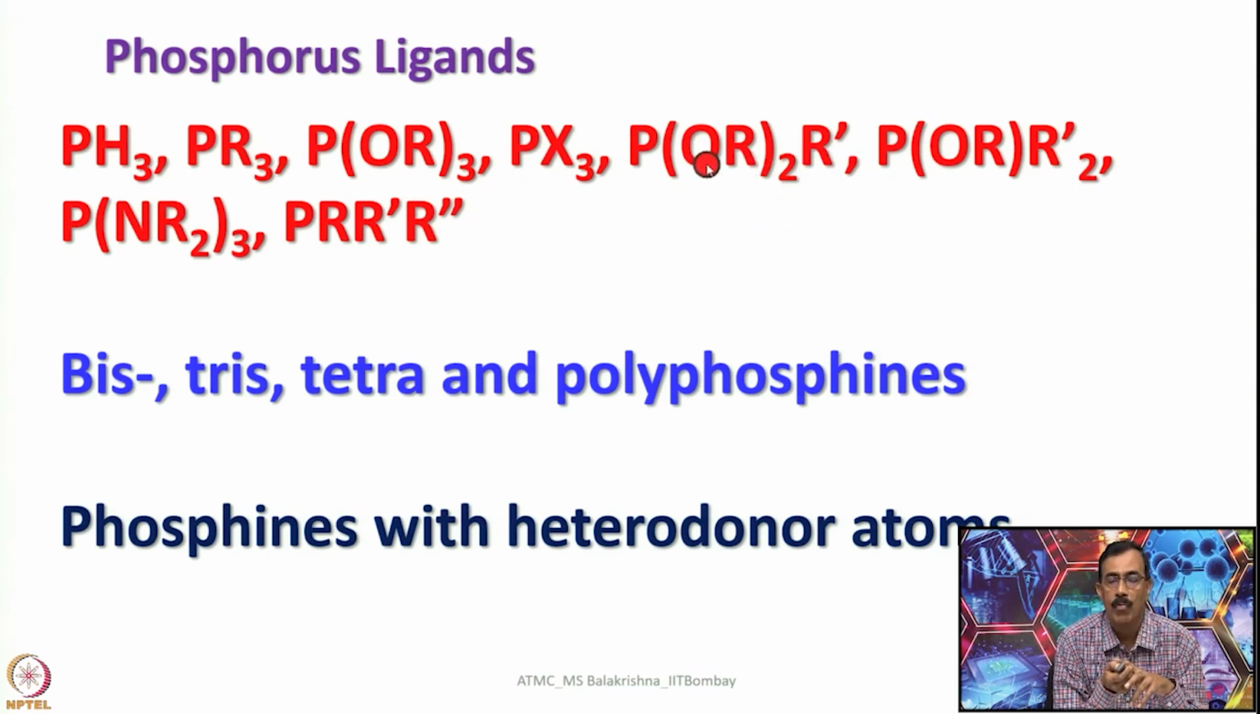This is called phosphonite, and if you have one OR group, it is called phosphinite, and also we can have NR2 groups. Or we can have all different groups on phosphorus; they are called tertiary phosphines. And apart from these monodentate ligands, we also have numerous examples of bis, tris, tetra and polyphosphines, and also phosphines with heterodonor atoms such as nitrogen are very common, and also we have numerous examples of phosphorus coexisting with other donor atoms such as oxygen, sulfur and selenium.